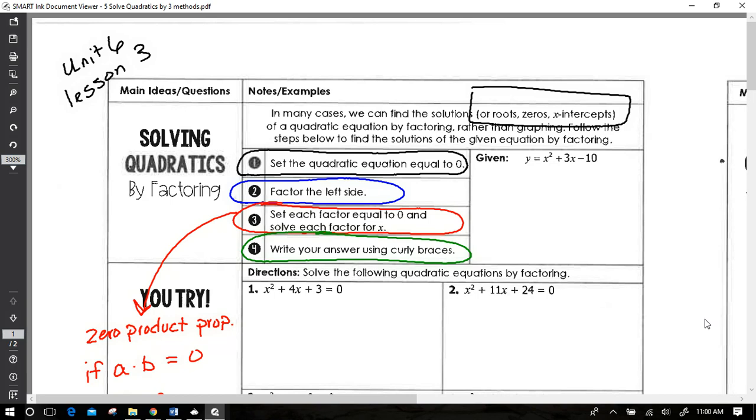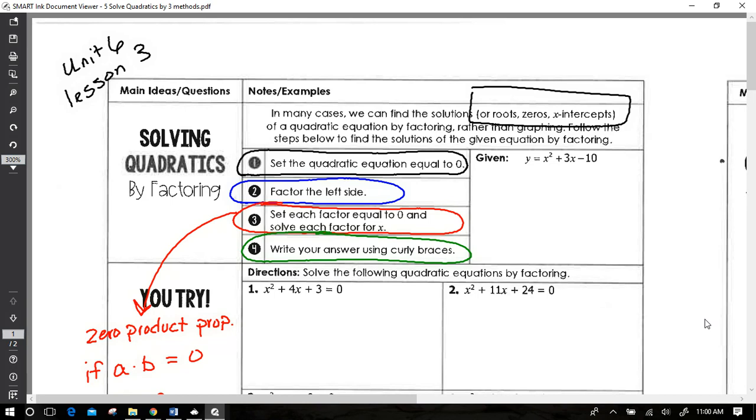So could you do it by hand the way that we learned in Unit 6, Lesson 1? You absolutely can if you remember the axis of symmetry formula, and then finding the vertex from there, and then finding more points and plotting them. You can definitely do it that way.